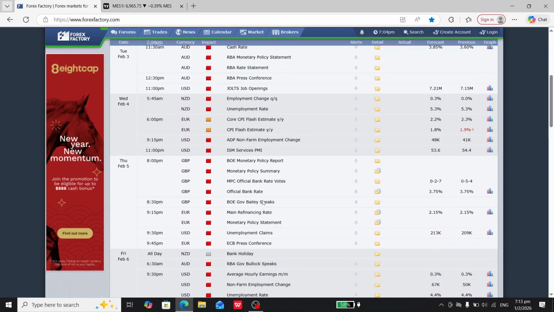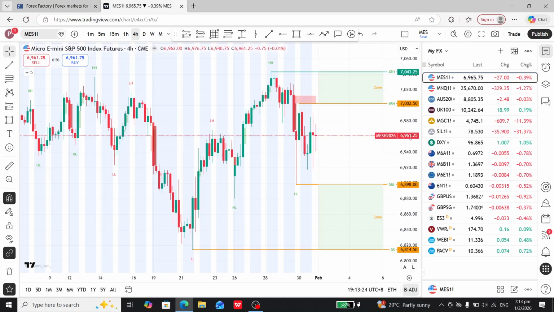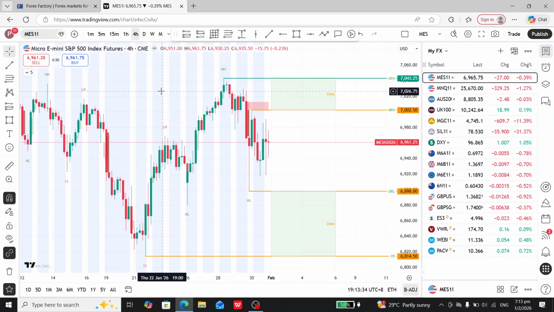Okay, let's take a look at the chart. Start with S&P 500. Currently the market is between the 4-hour rejection high and the daily rejection low. My first buy zone is only when the market breaks above this 4-hour rejection high. So this is for buy. For sell is a break below this daily rejection low. So this is my sell option.